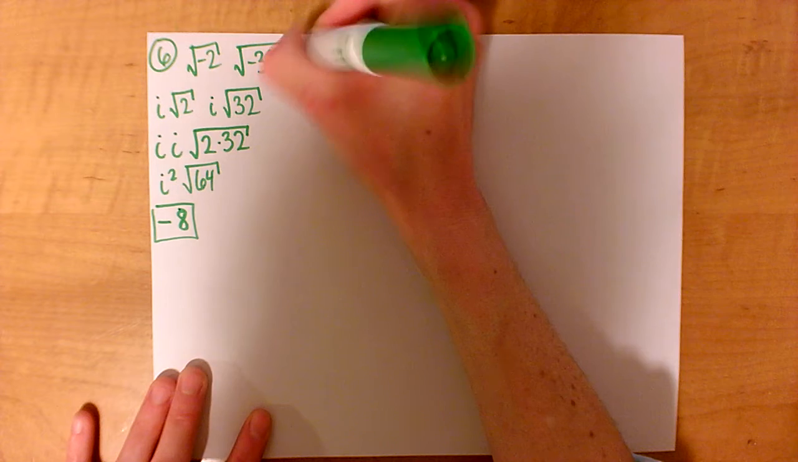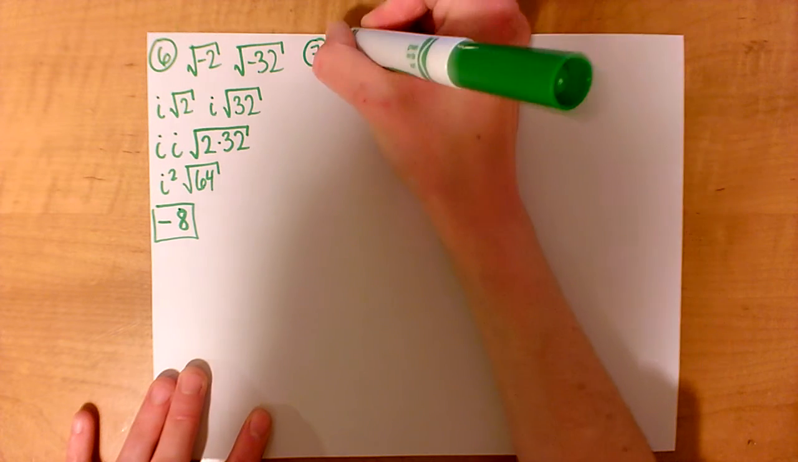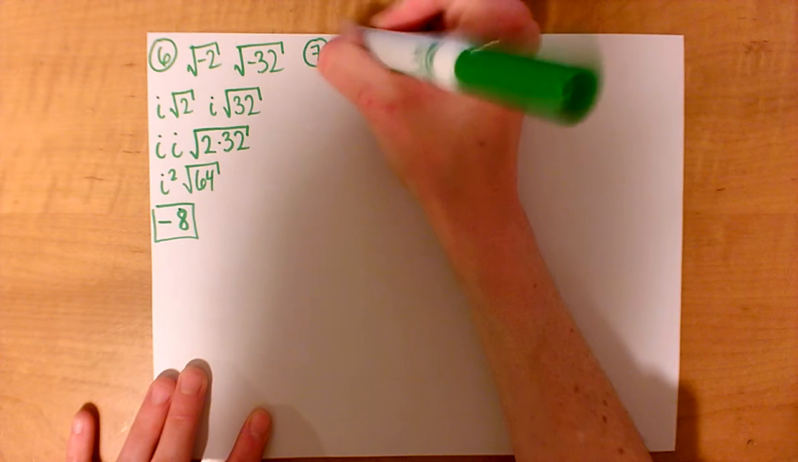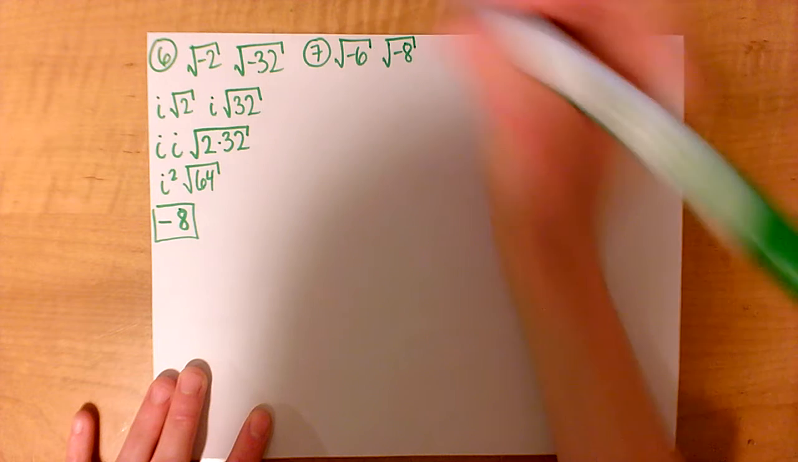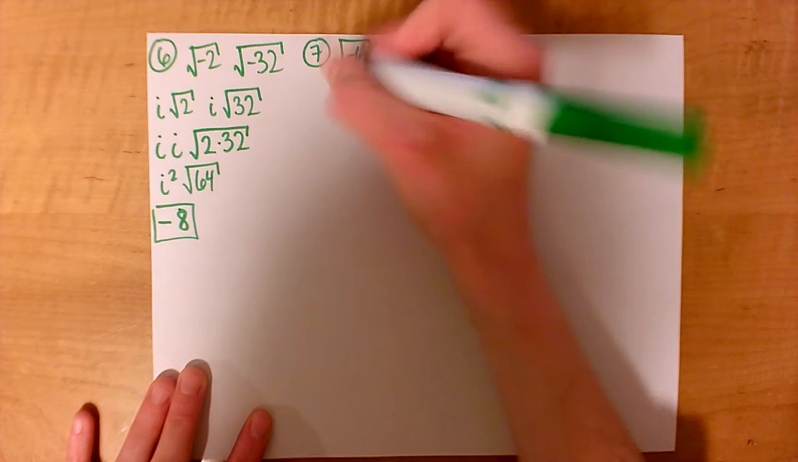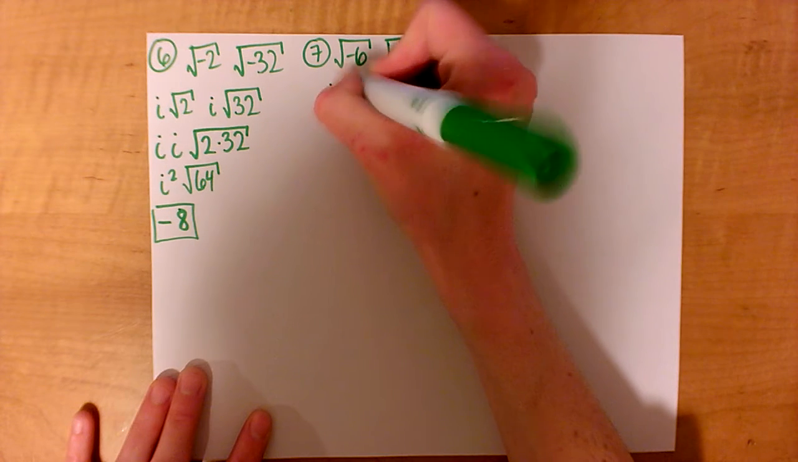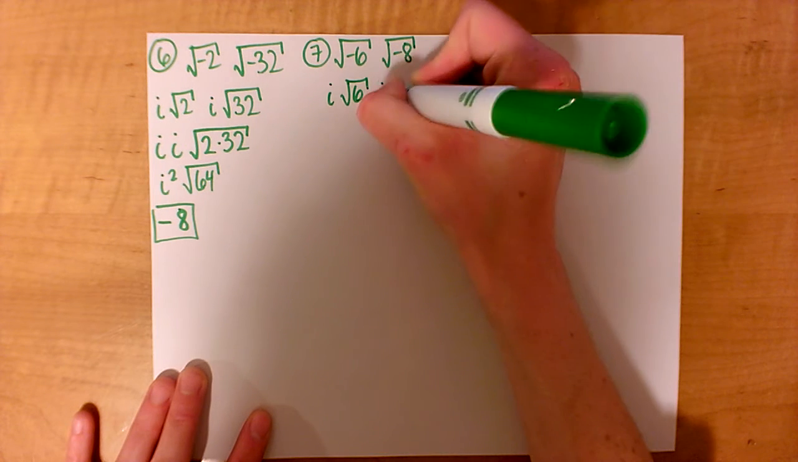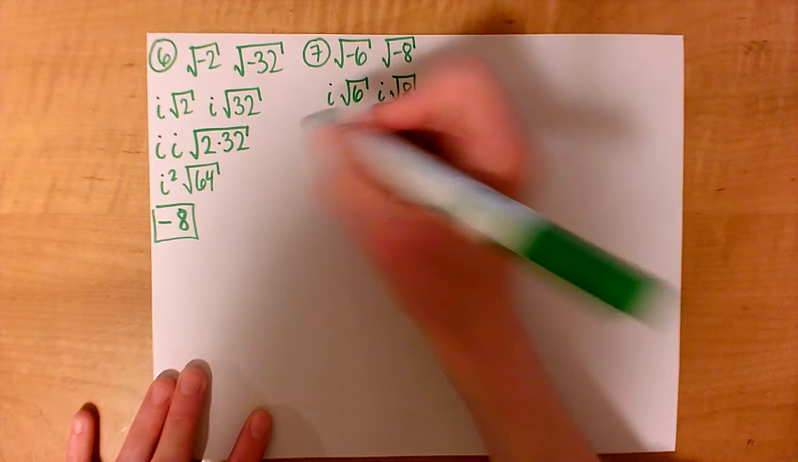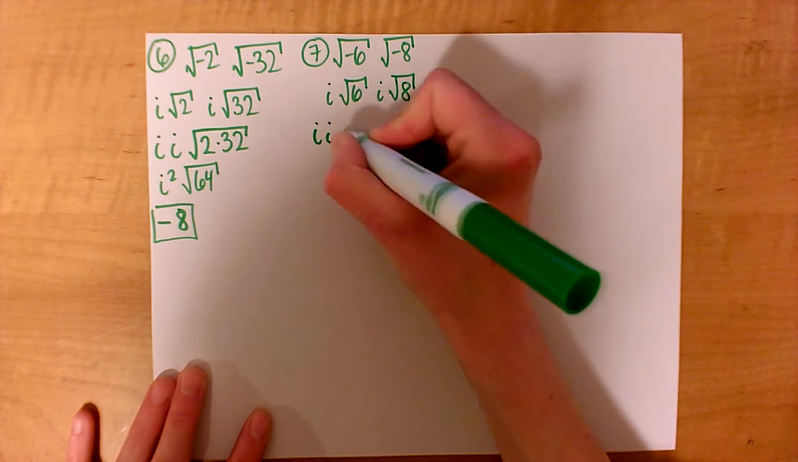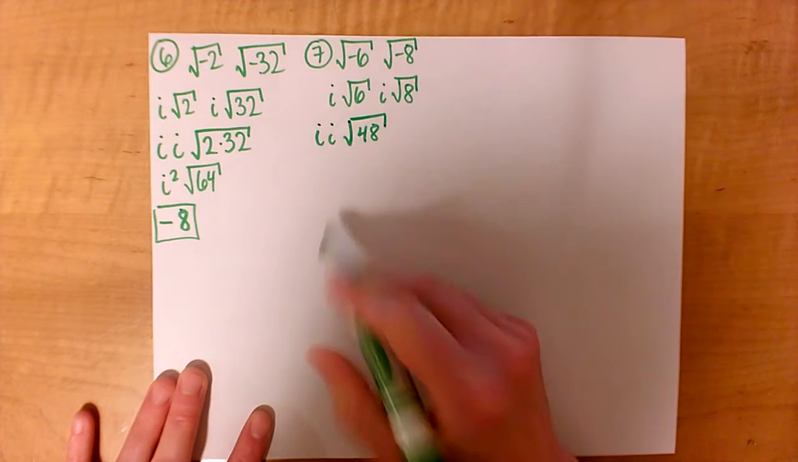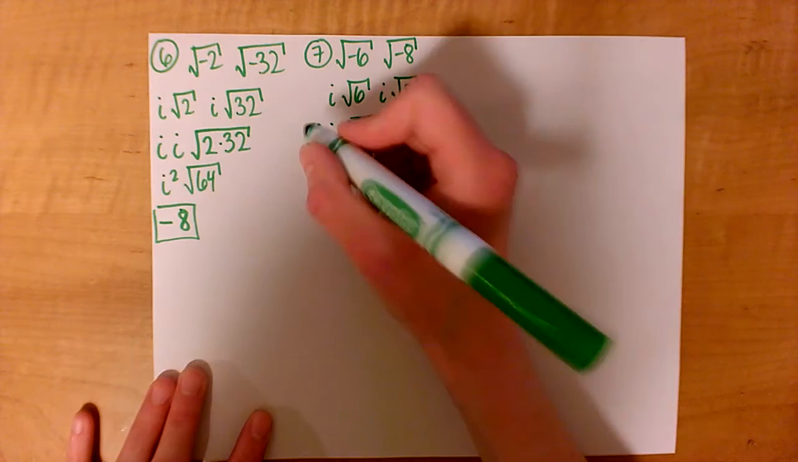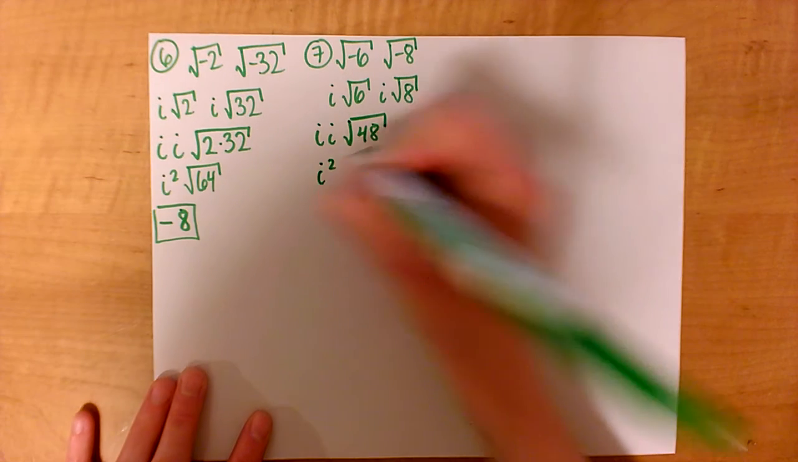For number 7, we have the square root of negative 6 times the square root of negative 8. So if we pull our i's out, we'll have i root 6 times i root 8. So we pull the i's out in front, and 6 times 8 is 48, okay? So i times i is i squared.